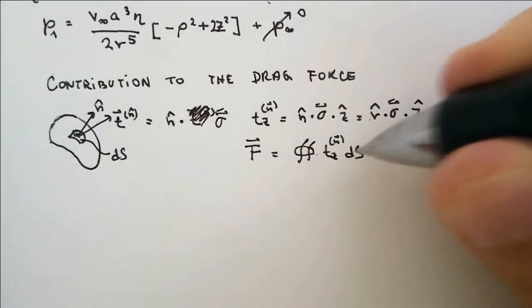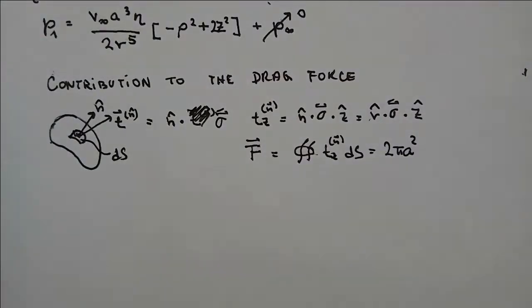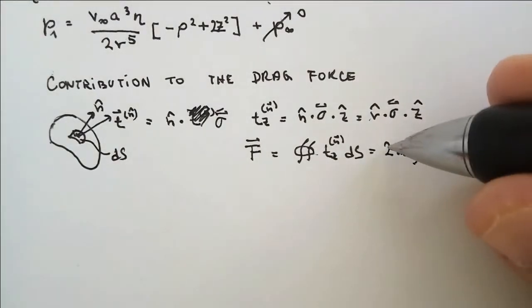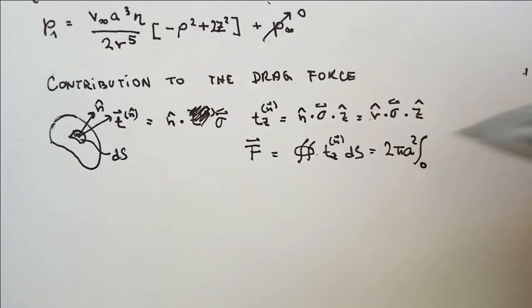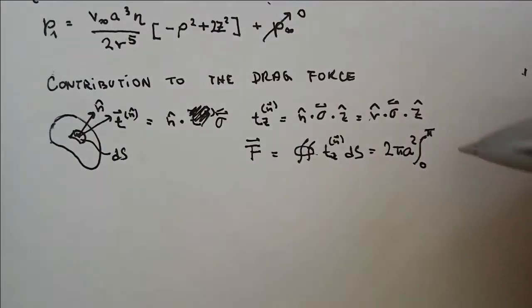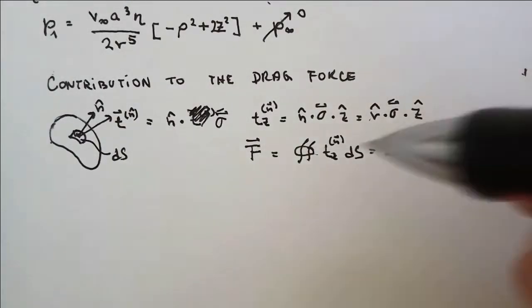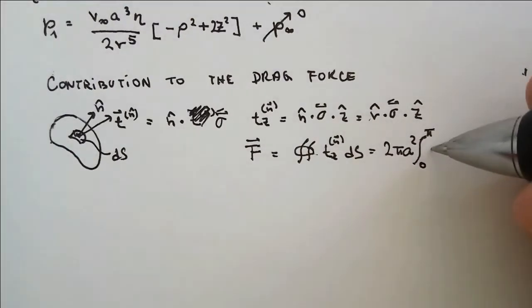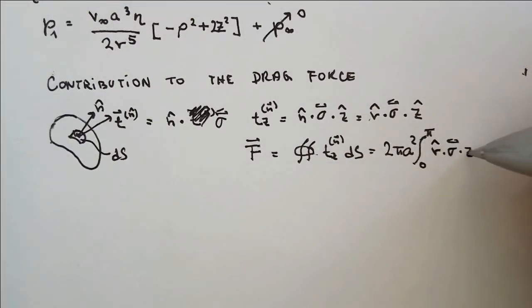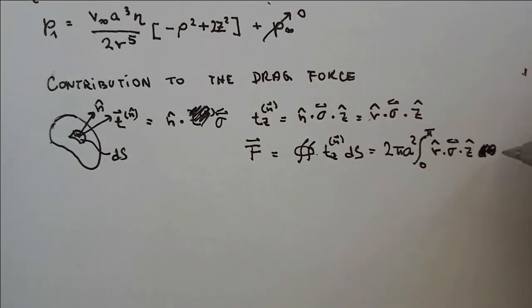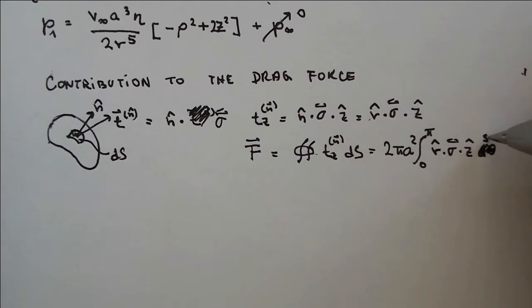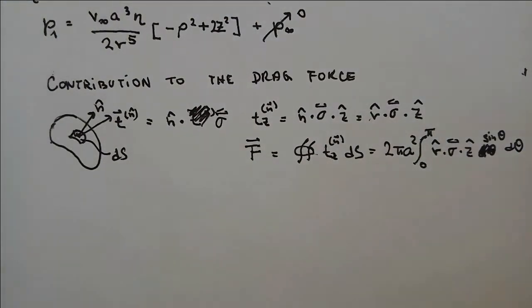pi. The Jacobian has a squared in it, so it's 2 times pi times a squared times the integral from 0 to pi times this expression. So this is r hat, the stress tensor times z hat, times d theta. Oh, I'm sorry, I forgot the Jacobian term, which is sine of theta times d theta. This is the expression for the force.